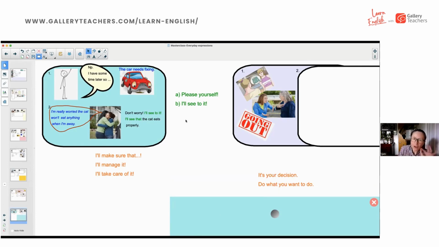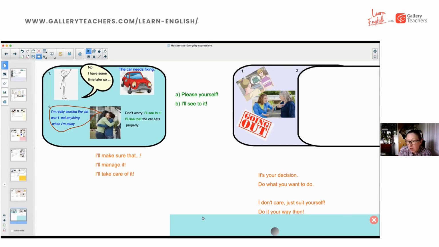But there is a little trick to this, because she was not just saying do what you want to do. When you say suit yourself or please yourself, you are actually being a little bit rude, because what you are saying is, I don't care, okay, just suit yourself. So there is a little bit of anger involved, and you could be rude as well if you say it to someone you don't know very well. You are saying, do it your way then, whatever. Some people would just say whatever, right? So please yourself is like saying whatever, or suit yourself.